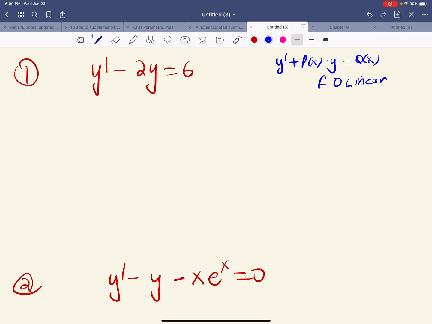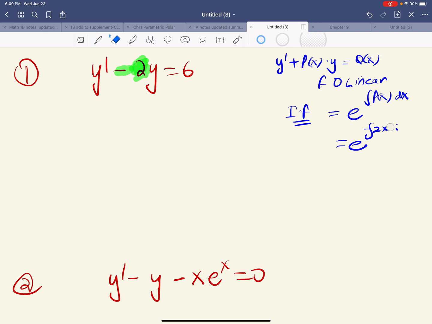Okay, so let's start by thinking about the integrating factor. What's going to be the integrating factor in this case? The integrating factor is e raised to the power integral of p of x dx. p of x in this case is the number that multiplies with the y. In this case, it's negative 2. So it's going to be the integral of negative 2 dx, and that would be e to the power negative 2x when we do the integration.